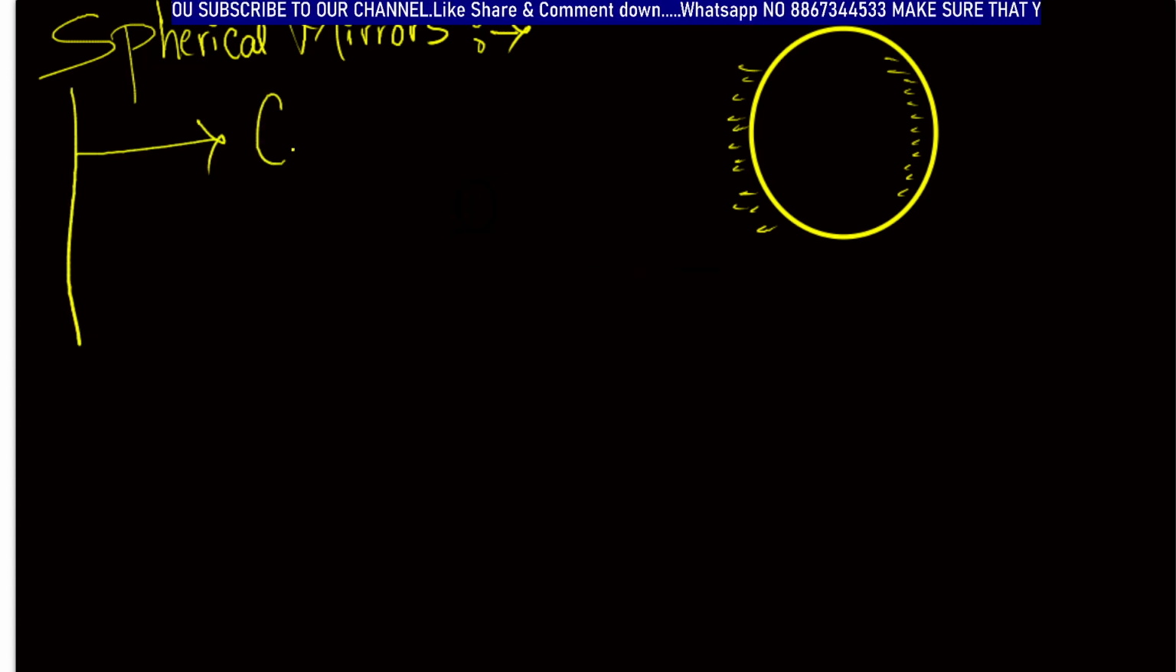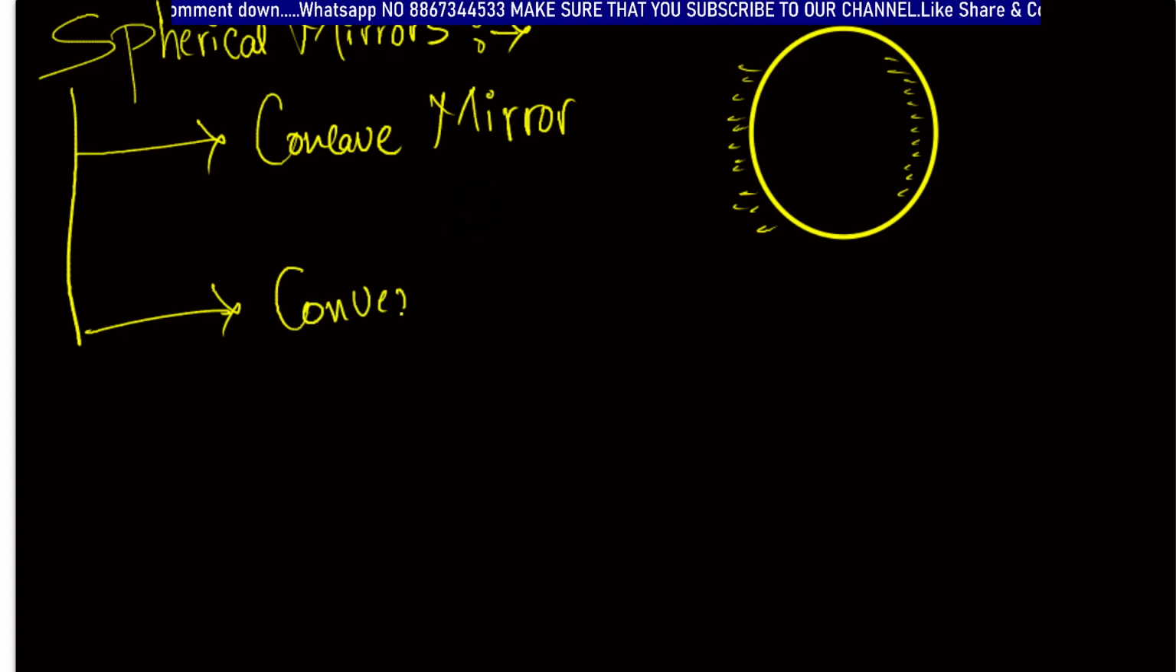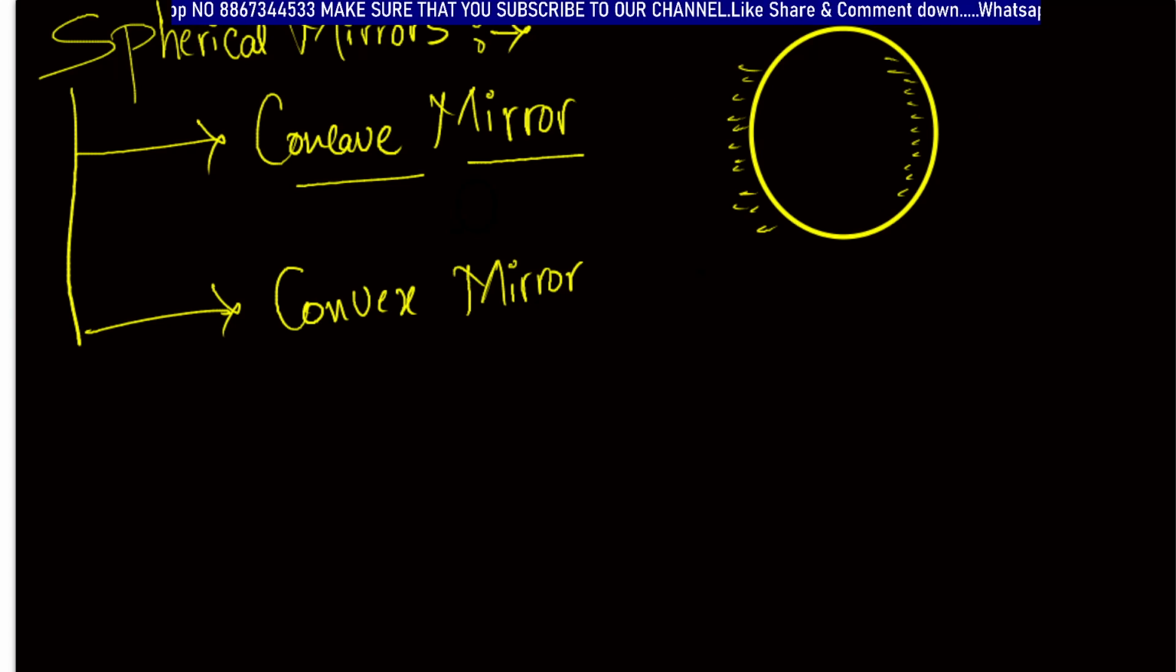The first is concave mirror, the second is convex mirror. So what is a concave mirror? A concave mirror is a spherical mirror whose reflecting surface is always towards the center of the sphere.